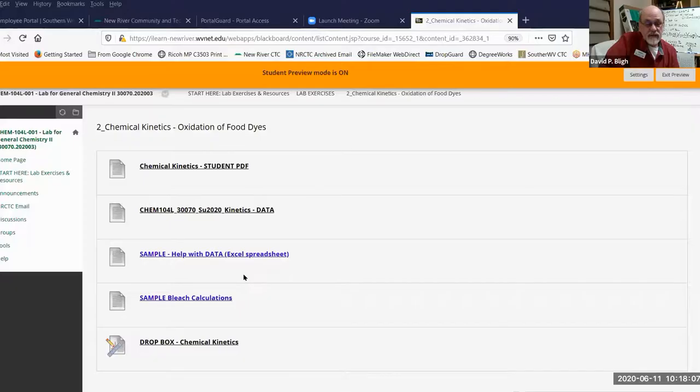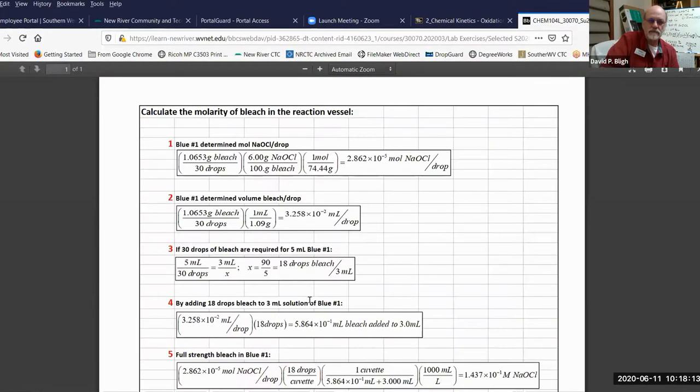Let me share the screen and see if it's there. I'm going to share. There we go. Share this one. And let's look. Bleach calculations. I think this is the one. Here we go. So this gives you calculations for the actual molar concentration of bleach in your reaction vessel. And it goes through it step by step.